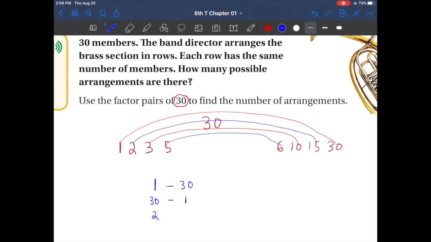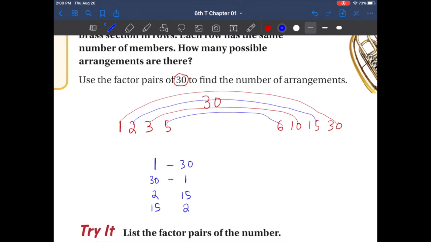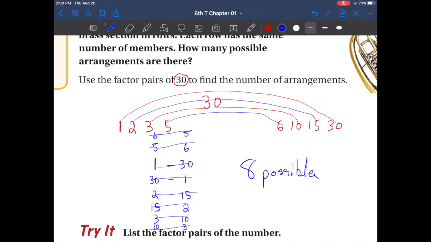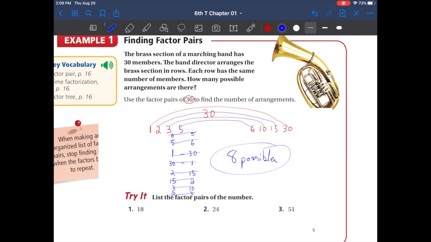They can also have 2 rows of 15, or they can have 15 rows of 2 people each. Then they can also have 3 rows of 10 people, or 10 rows of 3 people. And then the last one would be they can have 5 rows of 6 people or 6 rows of 5 people. So there would be a total of 1, 2, 3, 4, 5, 6, 7, 8. There's 8 possible ways for them to arrange this marching band.